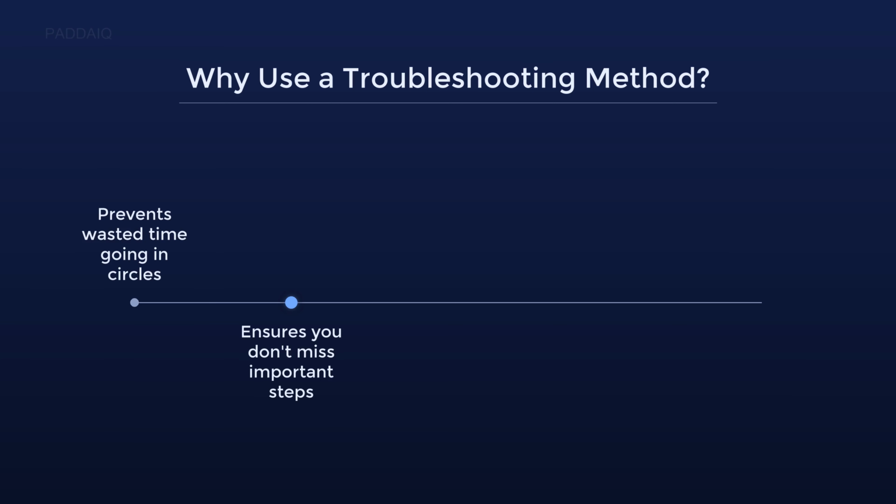It ensures you do not miss important steps. This means following a structured process so critical actions aren't overlooked. For instance, when resolving an application error, methodically checking logs, configurations, and dependencies prevents skipping a simple permission setting that could be the root cause. This systematic approach guarantees thorough and effective problem resolution every time.